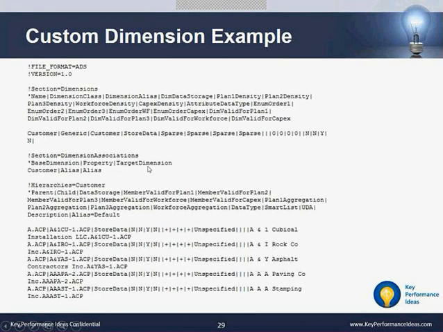Then we get into the associations. In this case, we're making an association with the alias for the customer. And then this is really the crux of this particular file, where we're actually loading the members. We have the parent, followed by the child, the data storage property, which in this case is stored data, and then all the other information. In this case, we're saying, for planning, whether it's valid for which different plan types, etc.